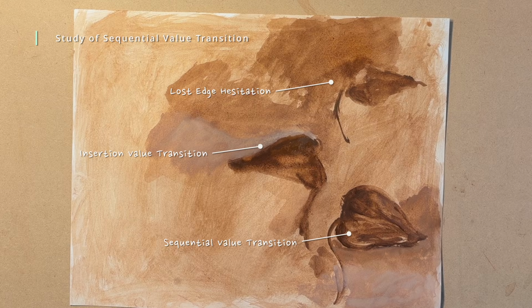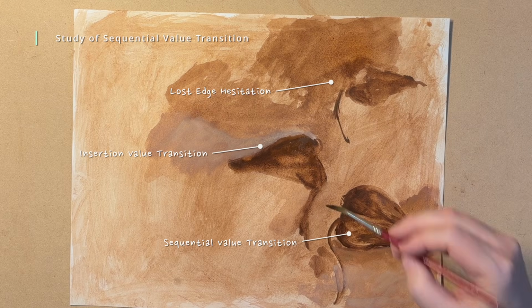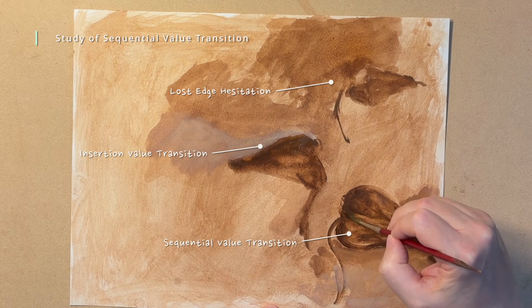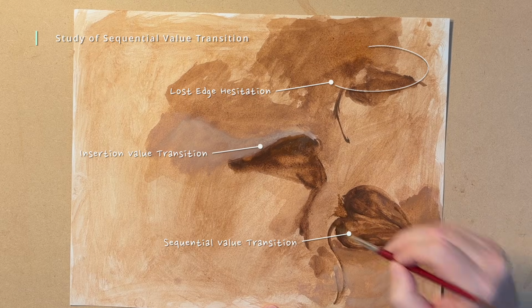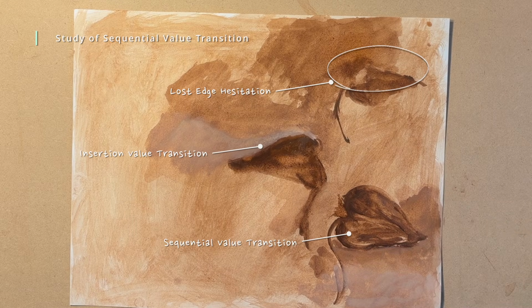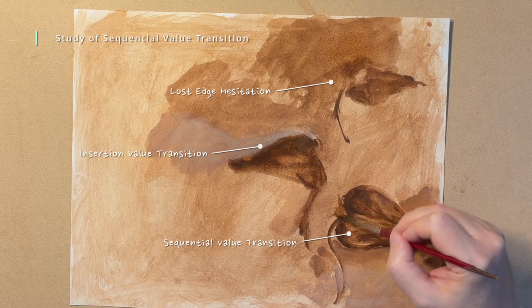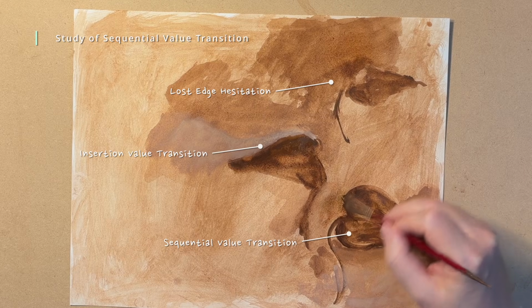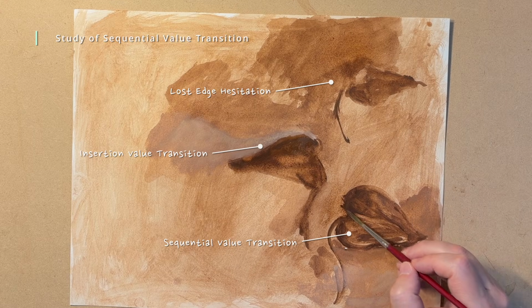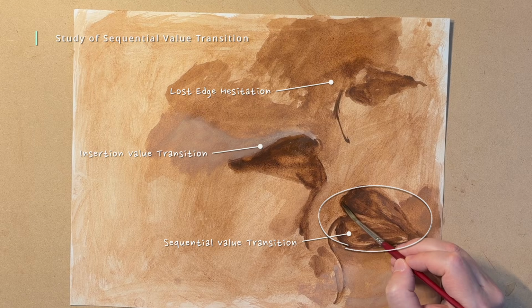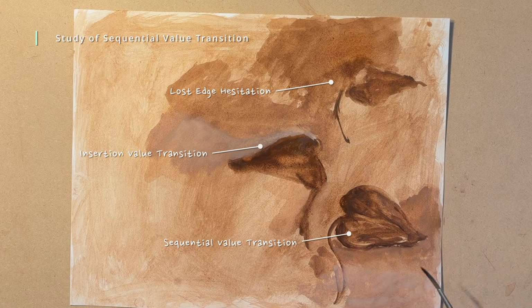With the insertion transition, that leaf really stands out and there's this light movement around it, almost like a halo. With the lost value transition, it's this softness where it merges the leaf and the background. But here with this sequential transition, we have a nice darker leaf standing clearly and simply in front of this medium colored, medium value background.